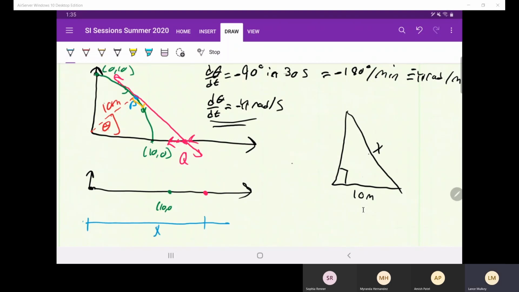So now you have a triangle. This is x. This is 10. And this is just an arbitrary value that you don't need to know.